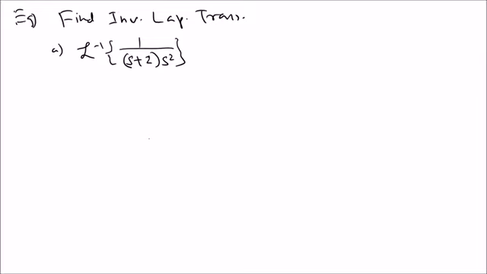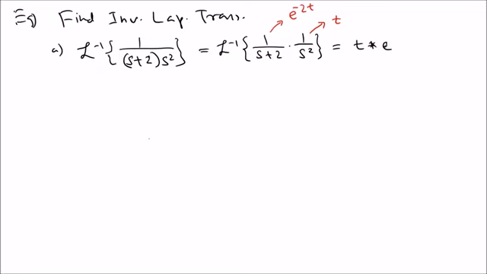But how do we use the convolution? We're going to try to identify the pieces. We can write this as 1 over (s plus 2) times 1 over s squared. Now we can see this function corresponds to e to the minus 2t, and this one corresponds to t. Those are the two functions, and if you take the Laplace transform, that's what you get. According to the theorem, this is simply the convolution of those two functions. Just take the convolution of those two.